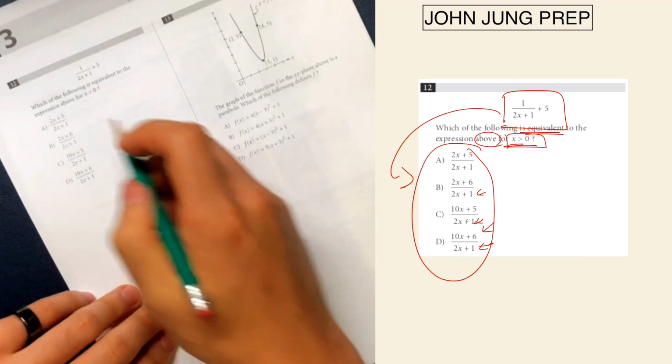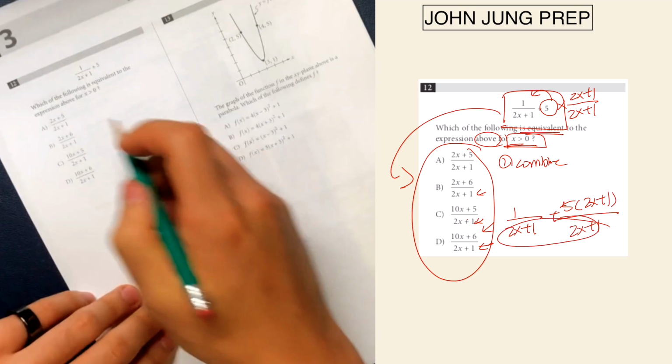Anyways, what we need to do is first combine. So 1 over 2x plus 1 plus 5. We want to have 5 in the same fraction, which means we're going to have to give it the same base. We multiply by 2x plus 1 top and bottom, which will be 5 times 2x plus 1 divided by 2x plus 1. Now they have the same base, so it's going to be 2x plus 1.